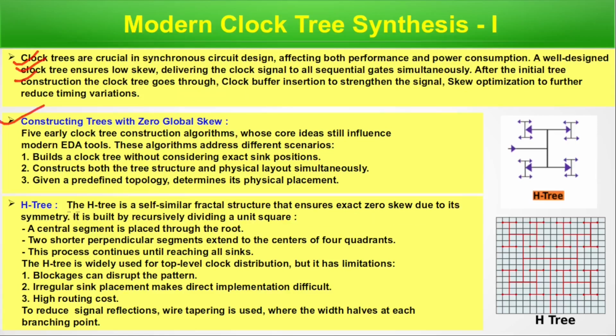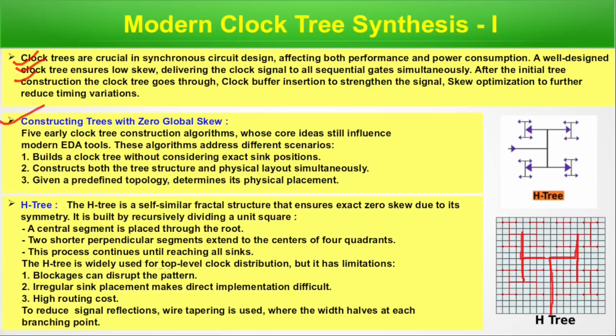The H-tree is a self-similar fractal structure that ensures exact zero skew due to its symmetry. It's built by recursively dividing a unit square. A central segment is placed through the root. Two shorter perpendicular segments extend to the centers of four quadrants. This process continues until reaching all sinks.